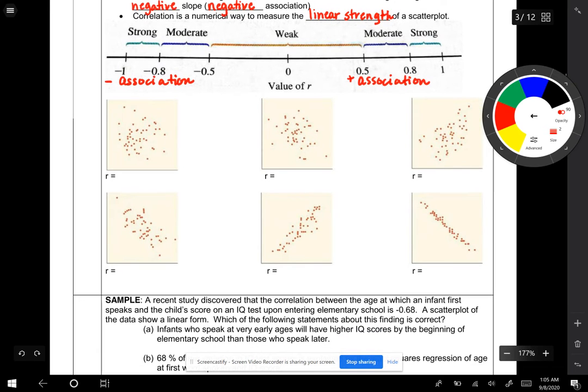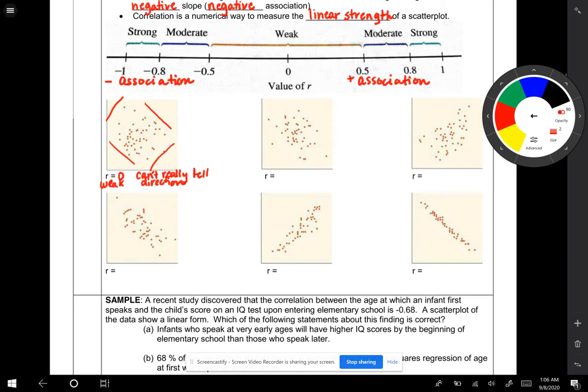Okay, so let's take a look at the first one. Pretty wide, wider. Honestly, you can't really tell. If you can't tell whether it's positive or negative, I would go for 0 here. So R equals 0 because you can't really tell the direction. I'm going to call that weak. Again, you can have cases for this. There's a little activity on your modules where you can guess the correlation. I want you to try that out after class, after notes are over today.